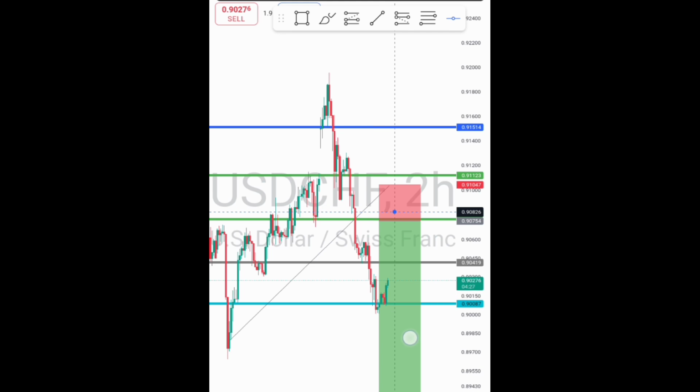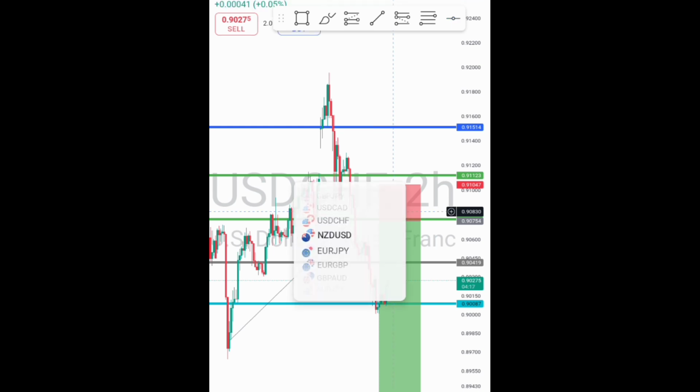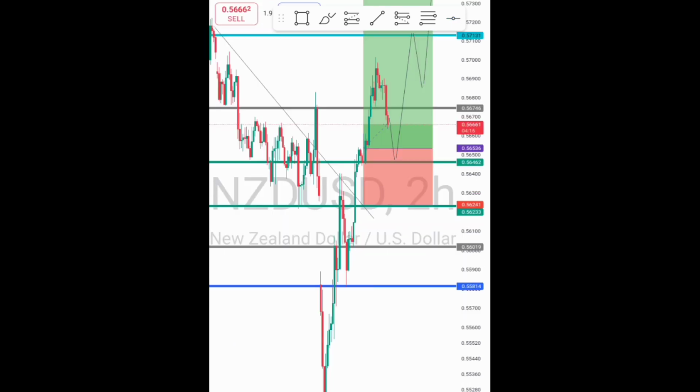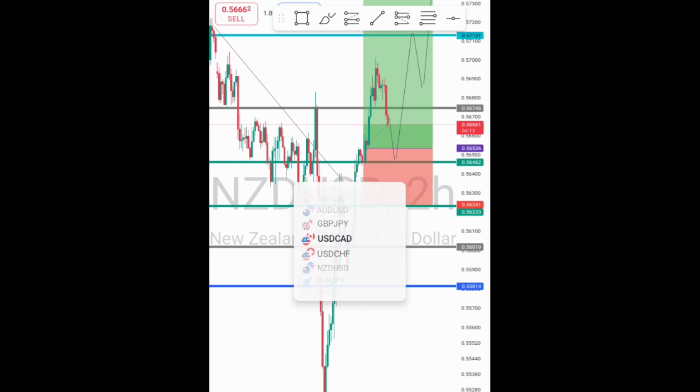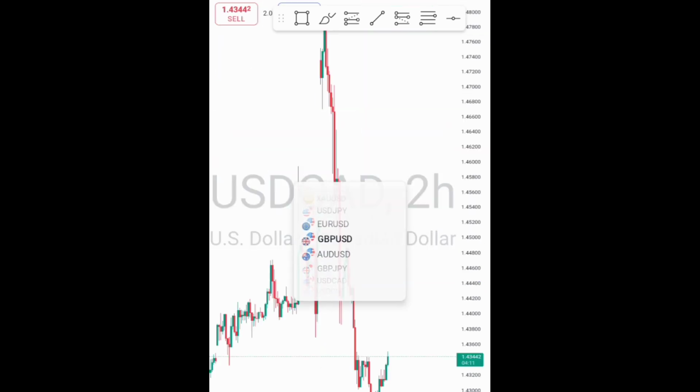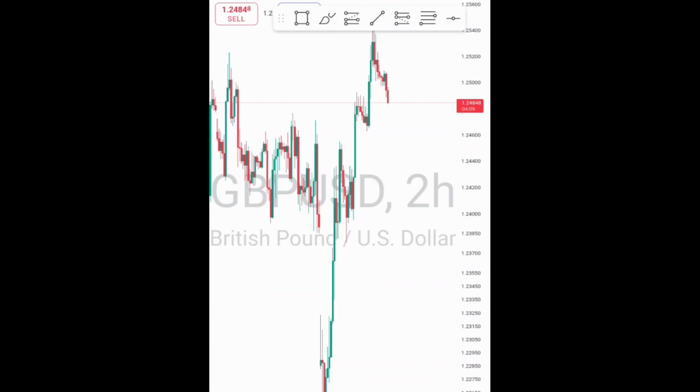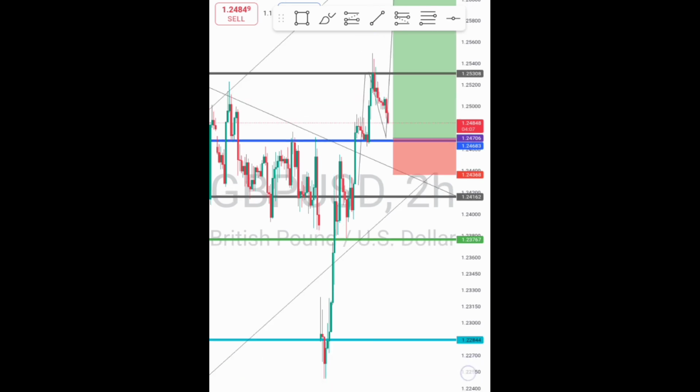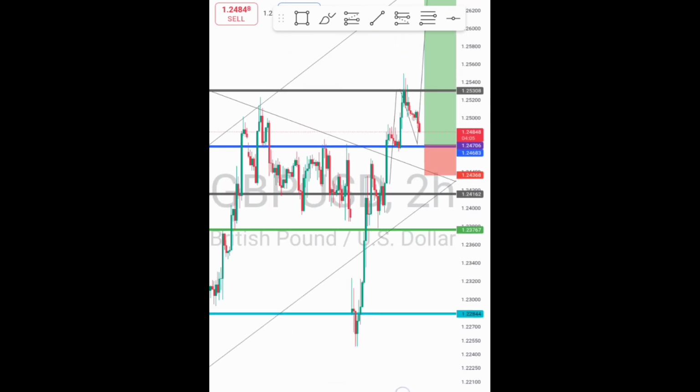This is my complete analysis on EUR/CHF, USD/CHF. So let's go to another setup again. Okay, I have NZD/USD. Look at my GBP/USD. Let me check. Okay, GBP/USD. Look at my GBP/USD that I analyzed the day before yesterday.